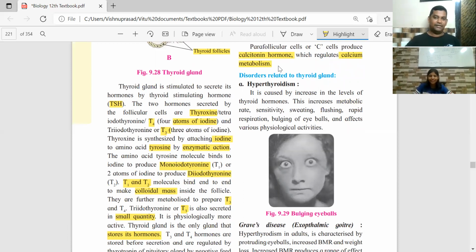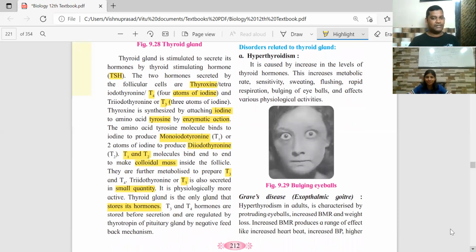Okay, got it. Talking about disorders associated with the thyroid gland. Some amount of thyroxine produced is more or less. What can be the disorders produced? The first one is hyperthyroidism. Hyperthyroidism: increase in the thyroid hormone.